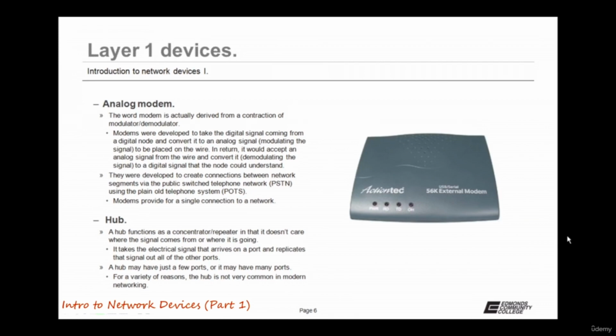Modems were developed to create a connection between network segments via the public switched telephone network using the plain old telephone system. Now, modems provide for a single connection to a network, and they're only concerned about the wire. And the wire resides on the physical layer, layer 1 of the OSI model. It doesn't care where the signal comes from, it just does its job.